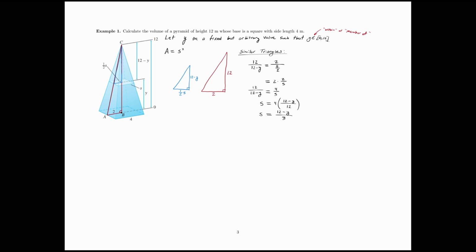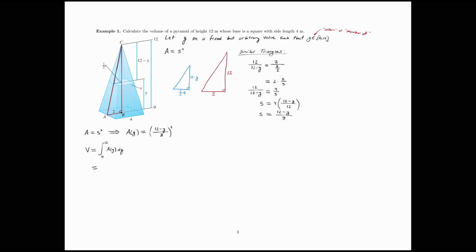Okay. Now that we have that, we are free to import that into our area function. So what was A equals s squared will be changed into a function of y, which is going to be 12 minus y over 3 quantity squared. So then the volume of this figure would be the integral of the cross-sectional area with respect to y, and we would integrate over the full figure from 0 to 12.